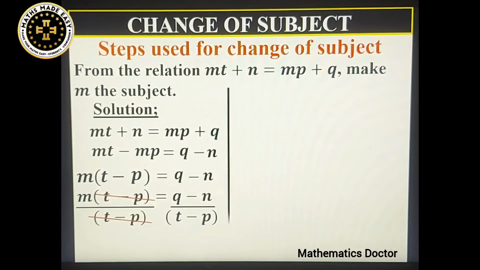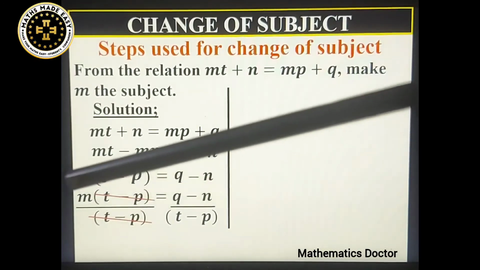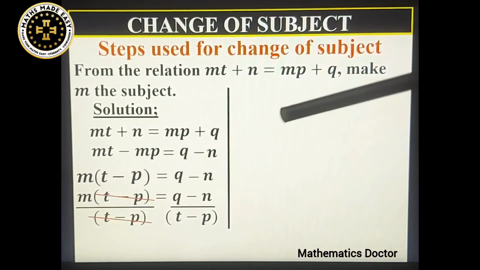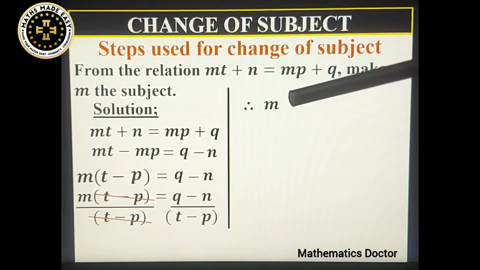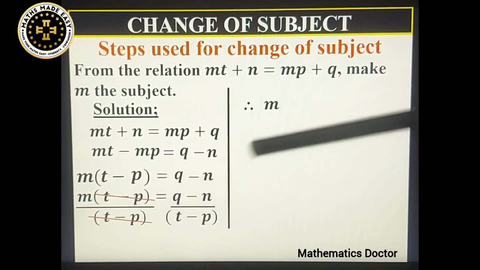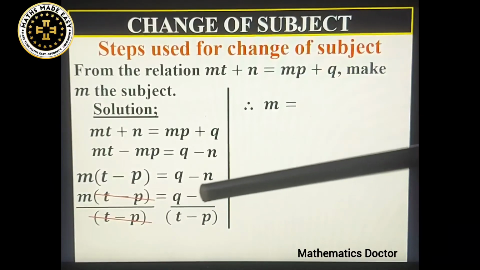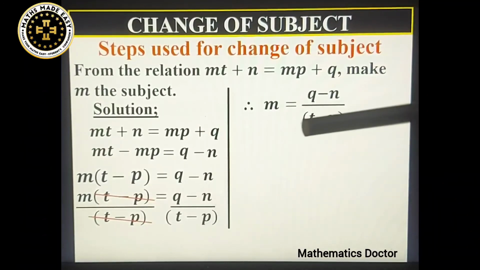So we go to the next stage where m is left here. So we repeat m. So let's bring the m. So therefore the m is there. Then the equal sign will come. Then we have k minus n all over t minus p. So that will become our final answer. Final answer will therefore be m is equal to k minus n all over t minus p.